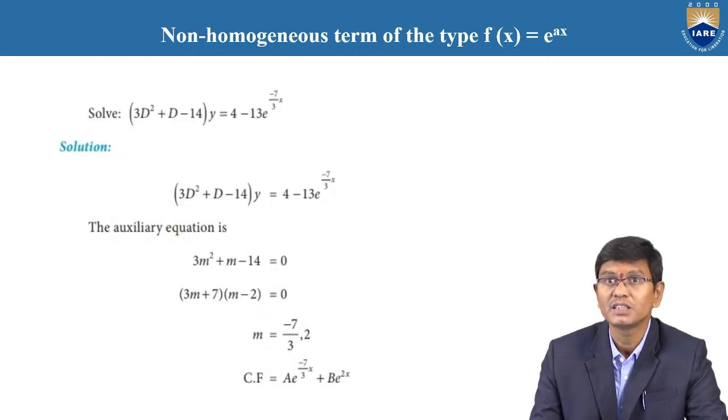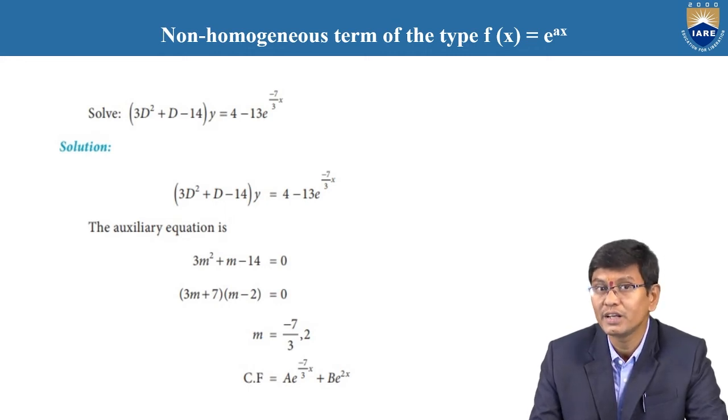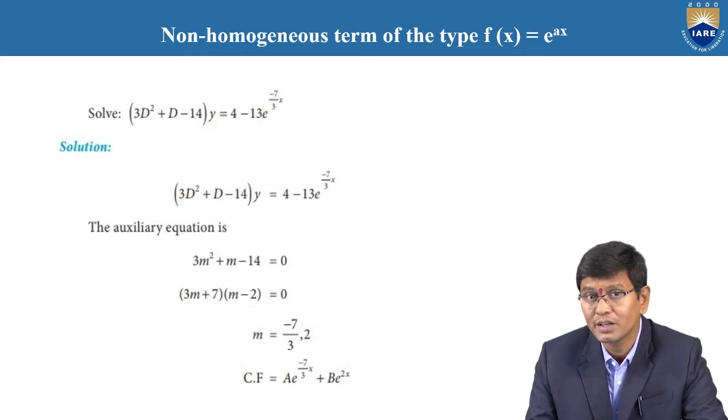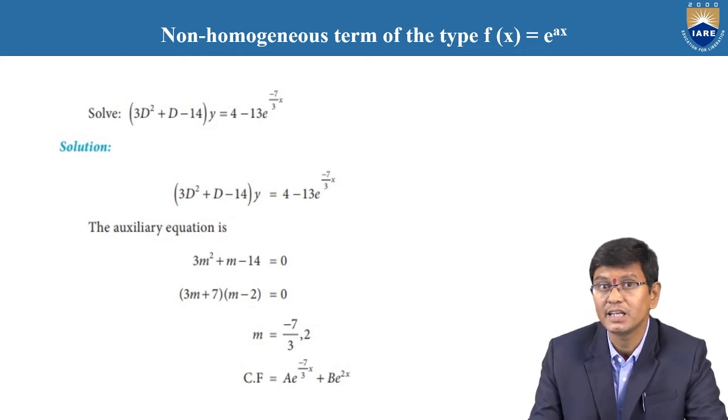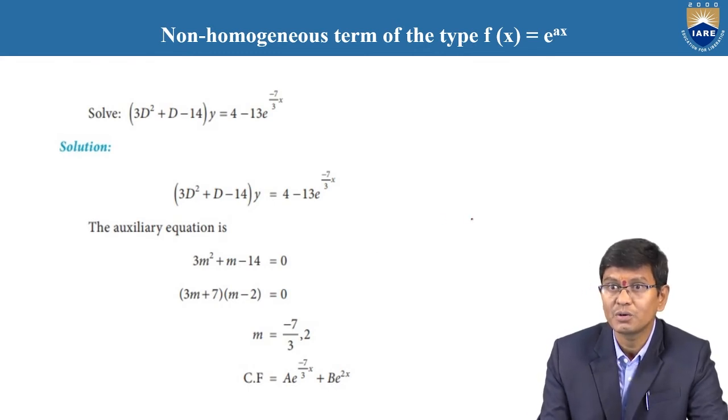Now we need to discuss (3D square + D - 14) y = 4 - 13 into e power of minus 7 by 3 into x. Here also the auxiliary equation is obtained by putting D equal to m. By solving, you obtain the equation 3m square + m - 14 = 0. By solving here, you obtain two different roots.